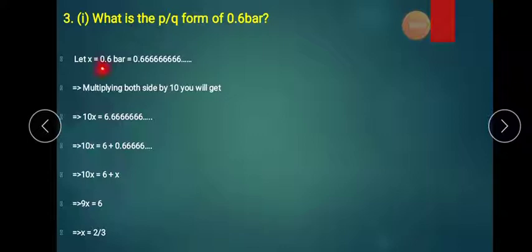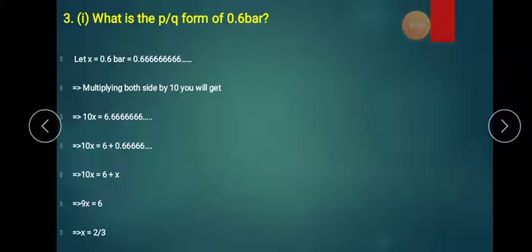Now you just see nicely, here the bar is only on one digit. Have you noticed? The bar is only on this 6. Bar is only on one digit. So what will we do? We will multiply both sides with 10. That means we will do 10 into x and 0.666 and so on into 10. We are multiplying 10 on both sides.